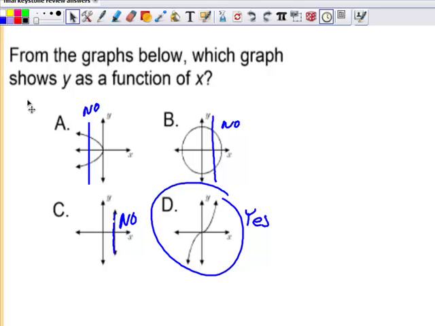10 minutes. Everyone should be able to identify a function when given a graph. Must pass the vertical line test. D is the only one that for every input there's only one outcome, and D passes the vertical line test.